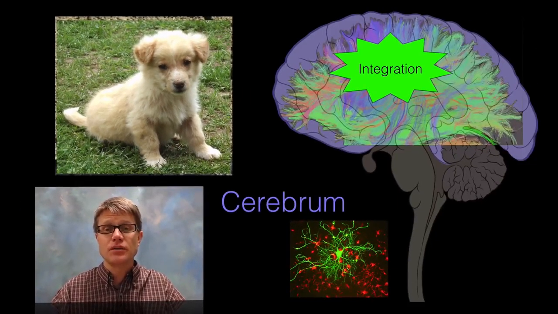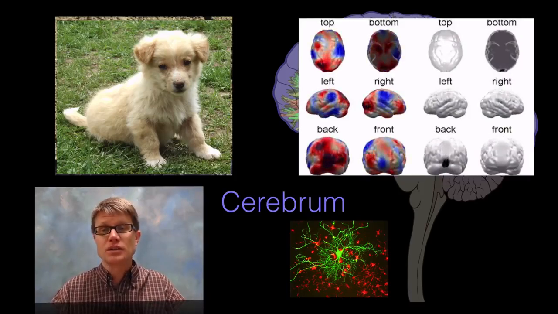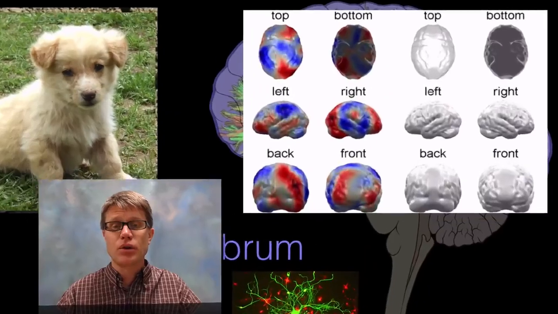It's making sense of all that information. And it used to be a black box. We didn't know really what was going on, but now we can use technology like a functional MRI, functional magnetic resonance imaging. And what we're looking at here is a brain in action.